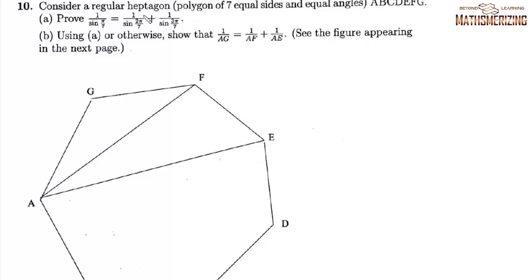Now question number 10 is, consider a regular heptagon ABCDEFG. Now prove that 1 upon sine pi by 7 equals 1 upon sine 2 pi by 7 plus 1 upon sine 3 pi by 7. Now if we rearrange it, we can write this as sine 2 pi by 7 into sine 3 pi by 7 will be equal to sine pi by 7 into sine 2 pi by 7 plus sine pi by 7 into sine 3 pi by 7.